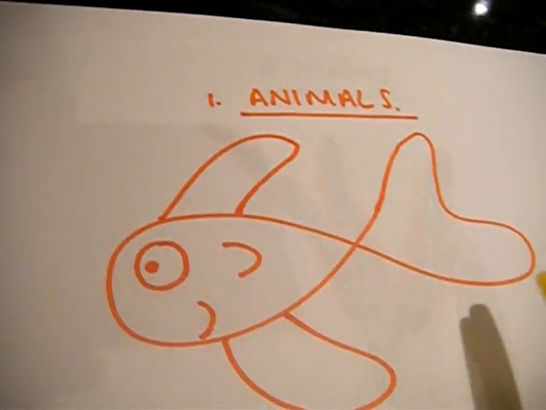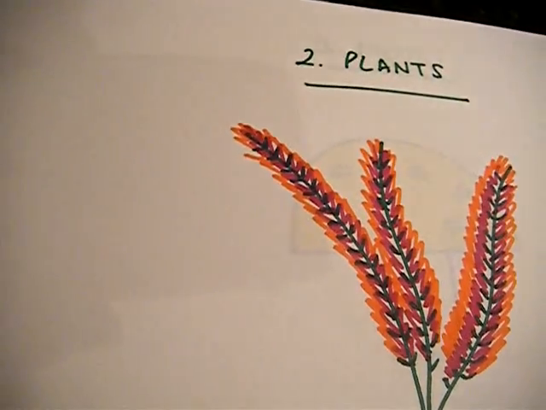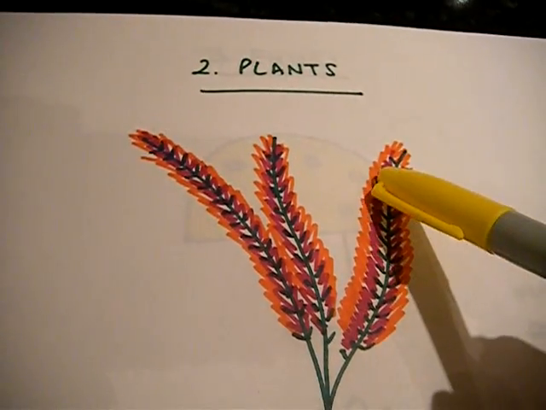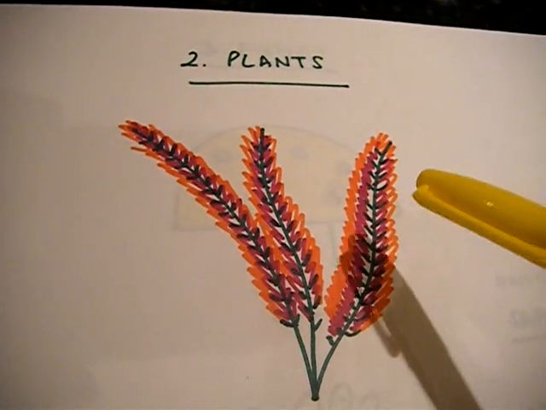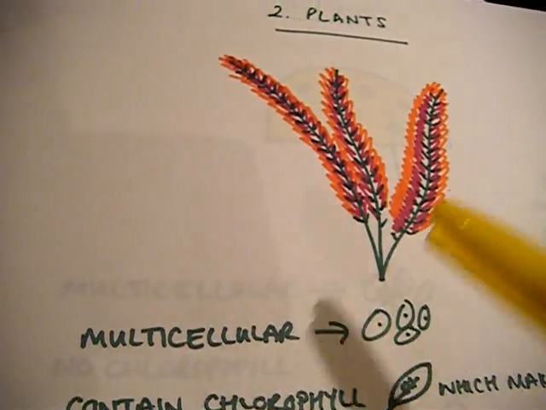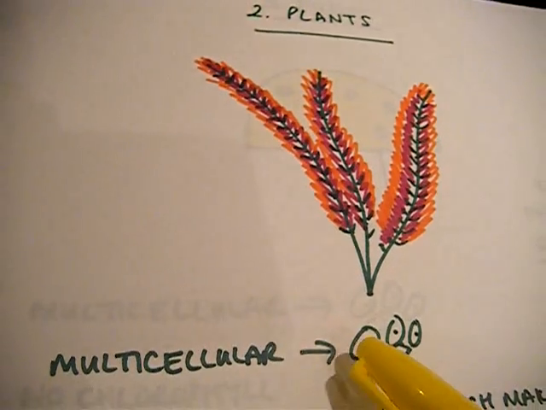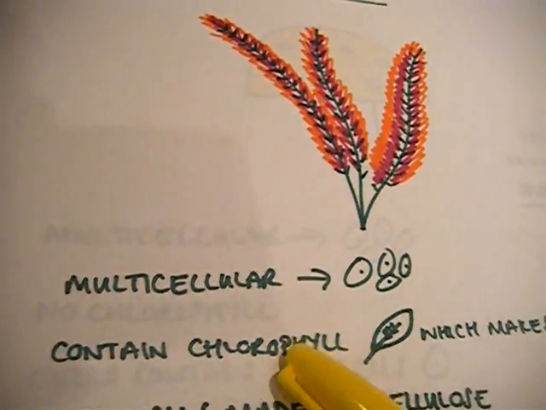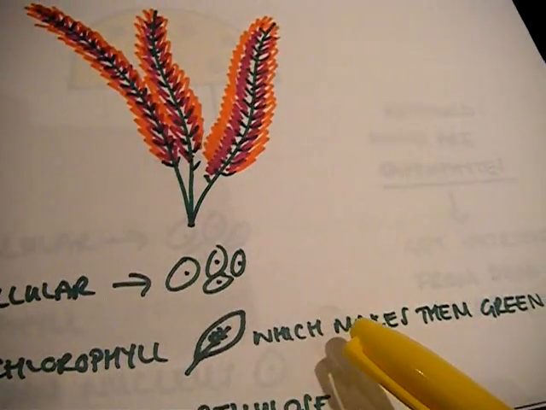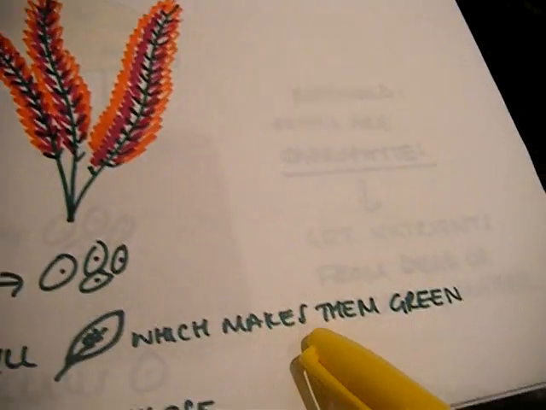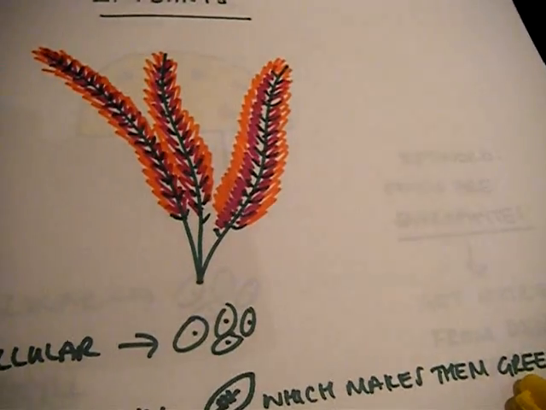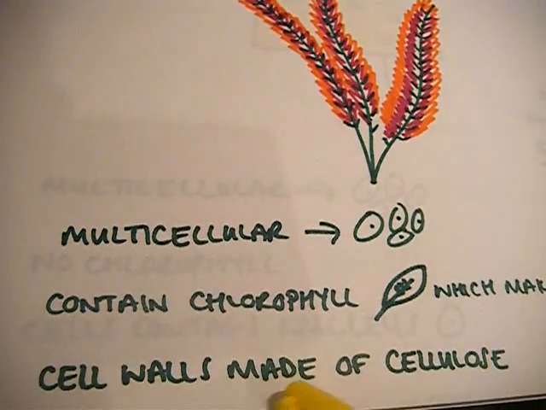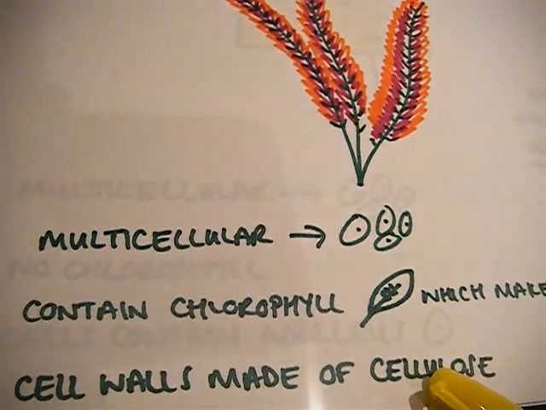The second of the kingdoms is the plant kingdom. Something is classified as a plant and put into the plant kingdom if it has a multicellular structure like animals, but plant cells contain chlorophyll, which they use in photosynthesis and which is responsible for the green colour of the plant. Plants also have cell walls which are made of cellulose.